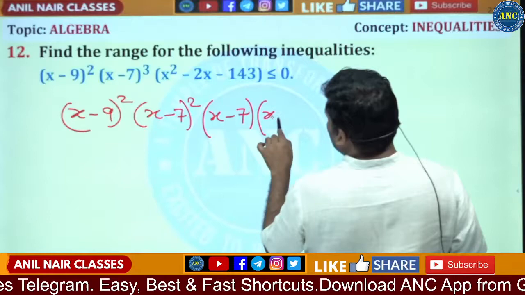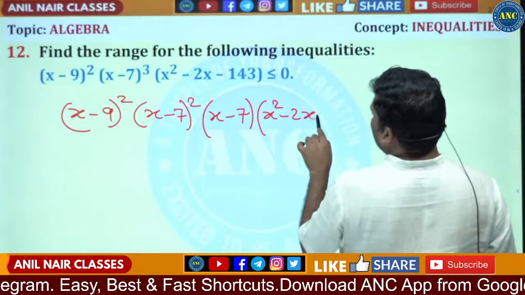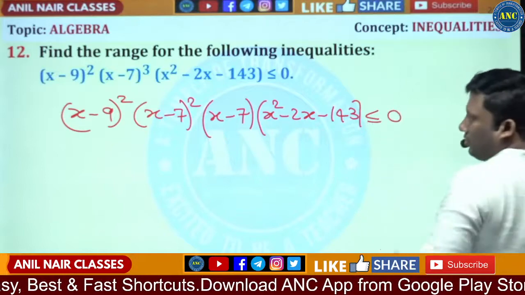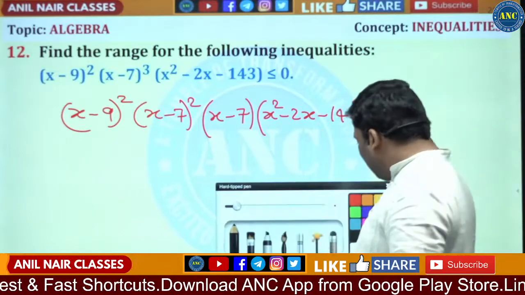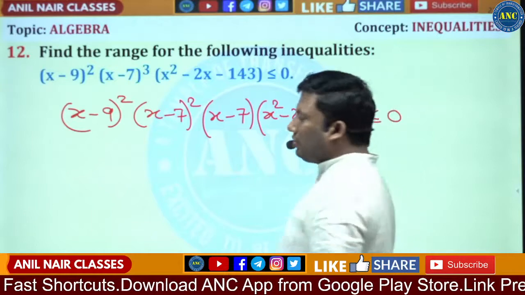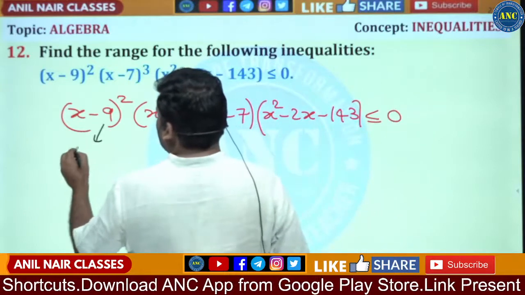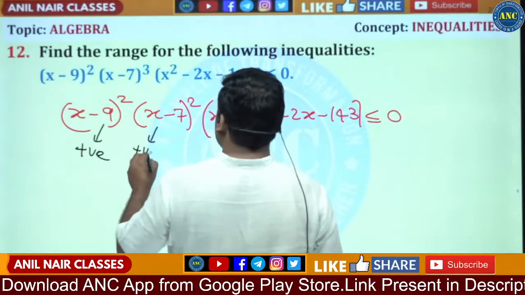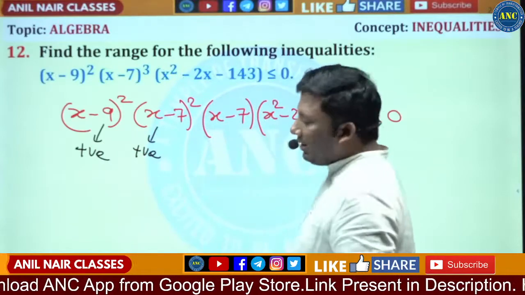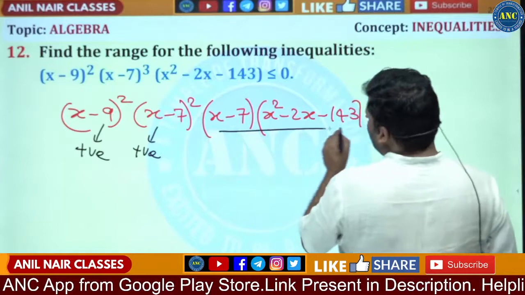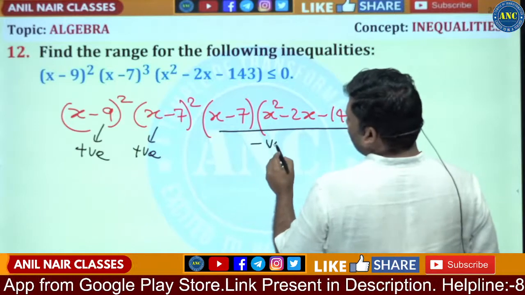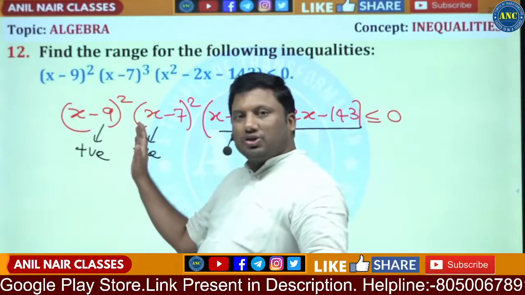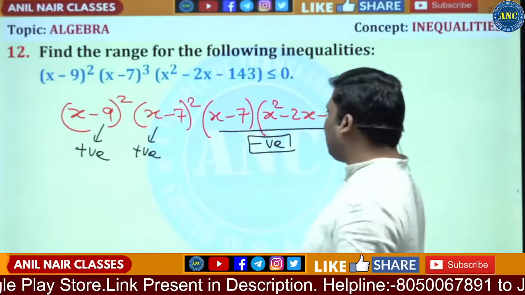Here it is x square minus 2x minus 143 less than or equivalent to 0. So this will become a square function, which is positive. Here these entire values should be negative. Positive into positive is positive, positive into negative is a negative.